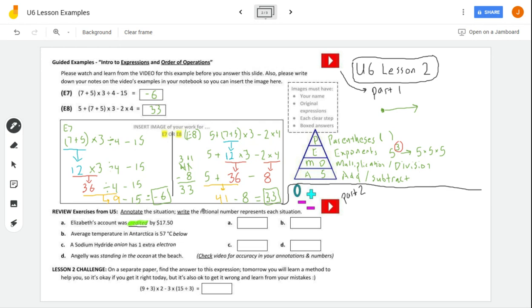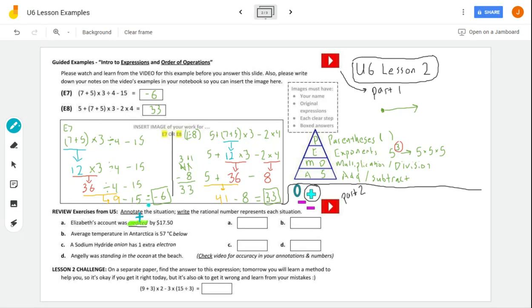Is it positive? Is it negative? Is it zero? Well, it's definitely not zero because something is happening that's not zero. And credited means that the account is increasing. They're putting money into my account. And so I'm going to take this symbol and bring it over on top and put it right here. So you should be putting the plus sign right here above the word credited.